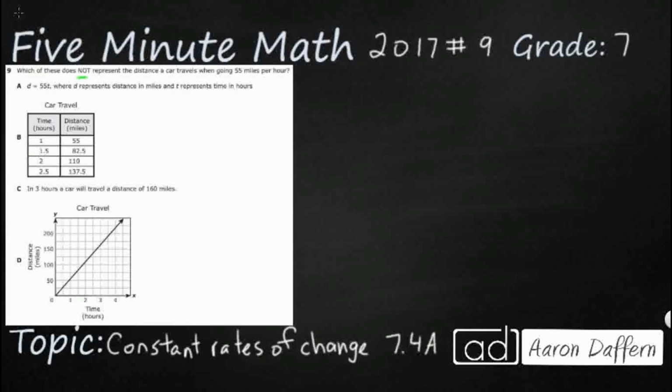So, slight trick in this problem, we're looking at multiple representations of an equation, and we need to find the one that does not represent how far a car travels when going 55 miles an hour. So our basic equation, when we're looking at distance and rate, is always going to be d equals rt. So the distance equals rate times time. The one rate we do know is that they're going to go 55 miles an hour. So that's going to be our rate.